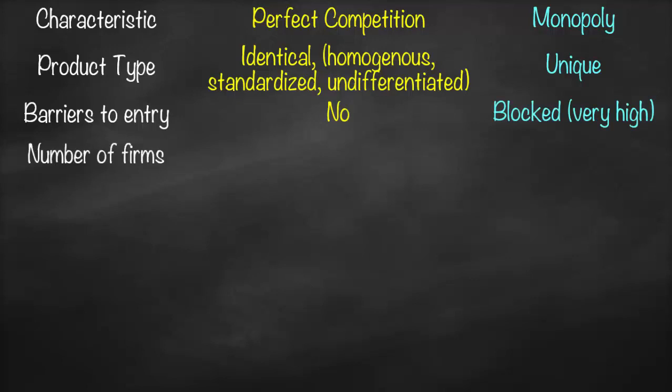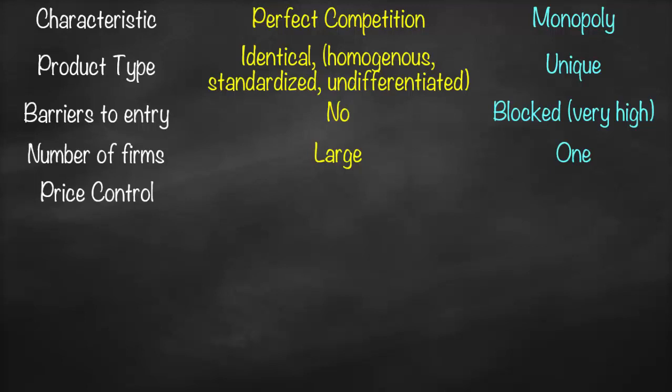Consequently, what will be the number of sellers, the number of firms? With perfect competition, it will be a high number. It's a large number of sellers. While with monopoly, it will be only one company, one seller, because they provide a unique product. You cannot find it at any other place.